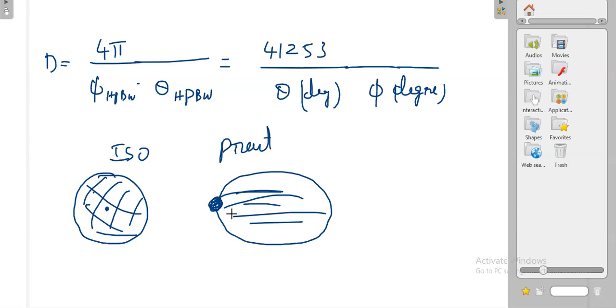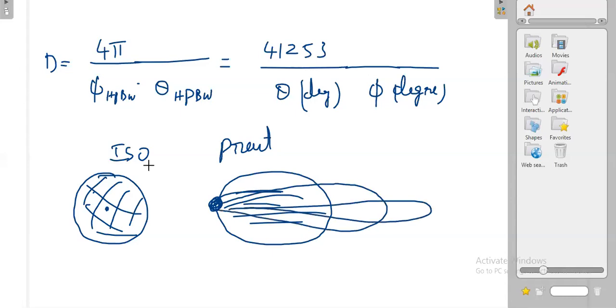if you measure the solid angle of this practical antenna, that will be less than that of the isotropic antenna. So then you will get the directivity. The lesser the solid angle, the more the directivity. Again, if I reduce the solid angle, then I'll get more directivity like this. So intuitively, this is okay.